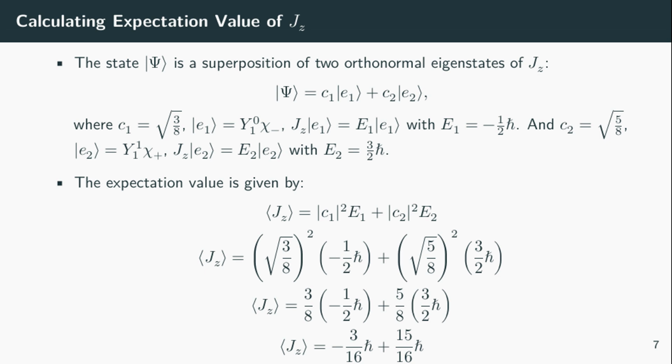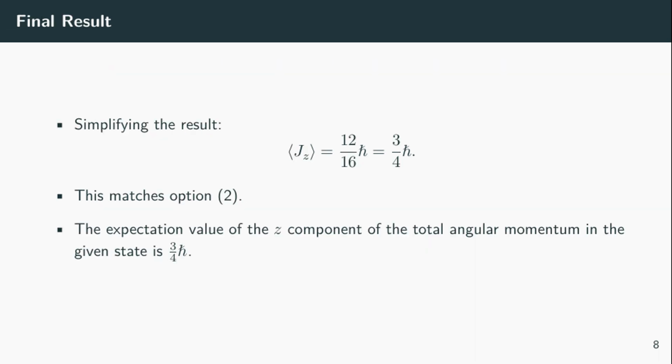As you can see, they share a common denominator. This leads us to (15 minus 3) over 16 times h bar, which simplifies to 12 over 16 h bar. Finally, we simplify the fraction 12 over 16. Both are divisible by 4, so 12 divided by 4 is 3 and 16 divided by 4 is 4. So the expectation value of Jz is 3/4 h bar. This result matches option number 2. Therefore, the expectation value of the z component of the total angular momentum in the given state is 3/4 h bar.